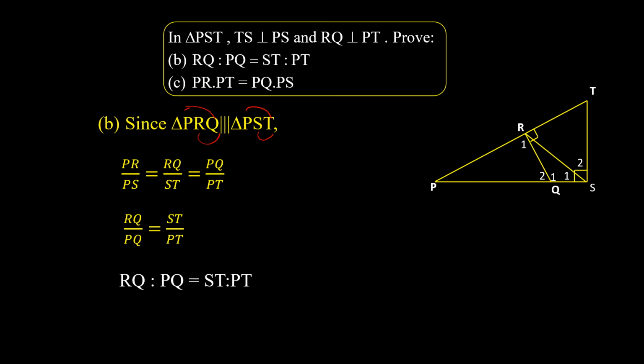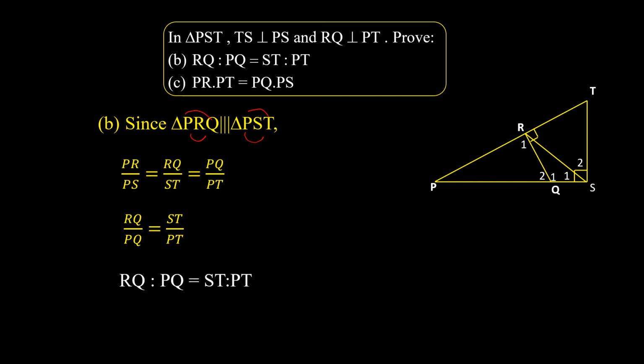Now what about number C? It is PR times PT. Okay, again let us go. We have PQ, PS, PR, PT like that. So PR, let us take PR over, we can write PS, okay, equal to, what is the next one we want? PT and PS, PQ. Okay, here we have PQ over PT.